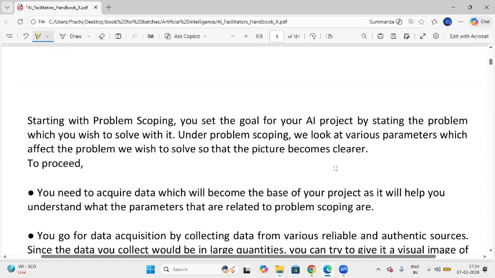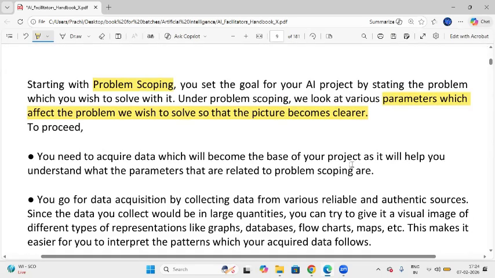To begin with, whenever the concept of problem scoping appears, you should write, we are identifying the actual problem which we wish to solve. That means you are identifying the parameters which will be affecting your problem, and the entire picture becomes clear to you.